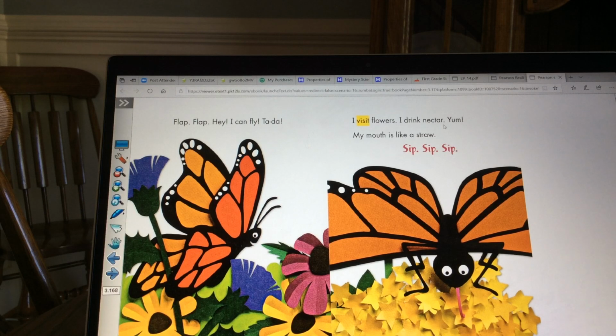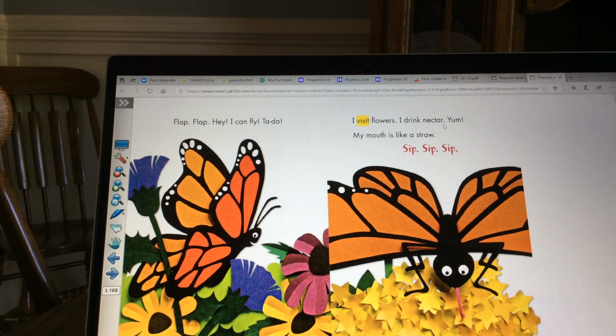Would it come before or after squirrel? Squirrel starts with an S and nectar starts with an N. So think about that. Would it come before or after leaves? Leaves starts with an L and nectar starts with an N. So think about alphabetical order, or A, B, C order. Would nectar come before or after leaves?